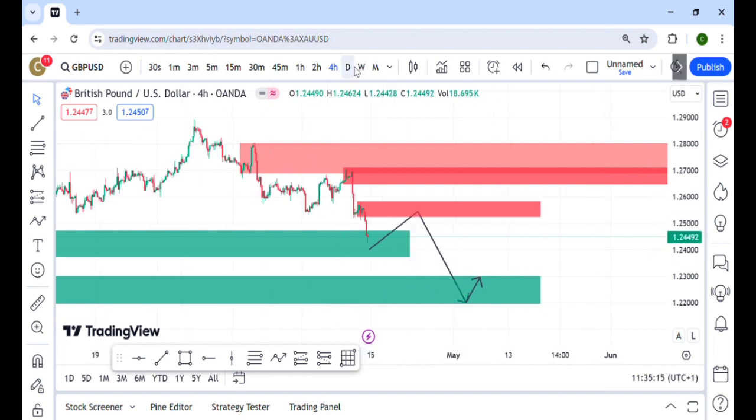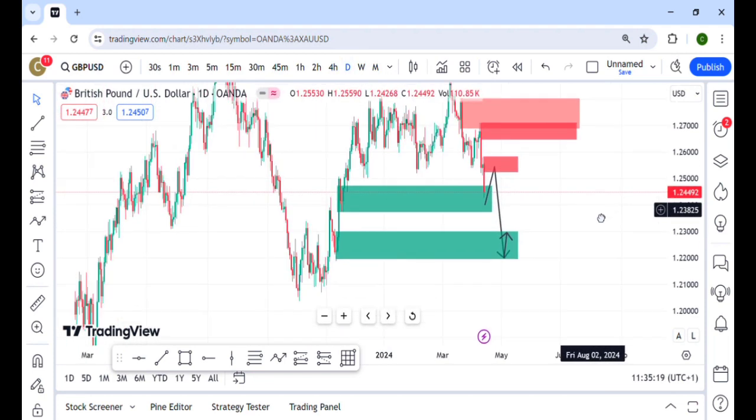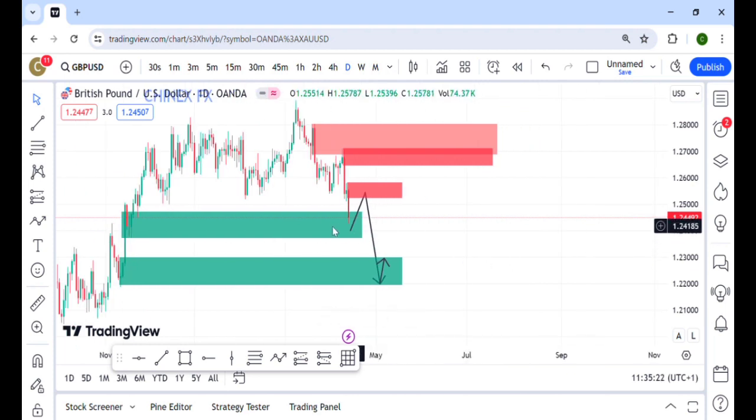Yes, so this is my overview for GBPUSD. We're going to have price react from this area or this area.